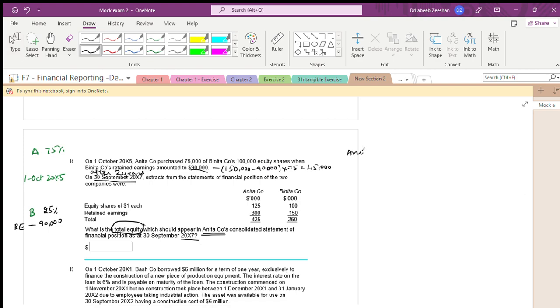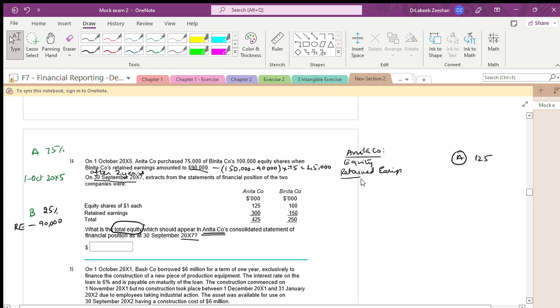Anita company. Equity is how much? Equity is 125. Okay, put it as A. Retained earnings of Anita is how much? Retained earnings of Anita is 300.